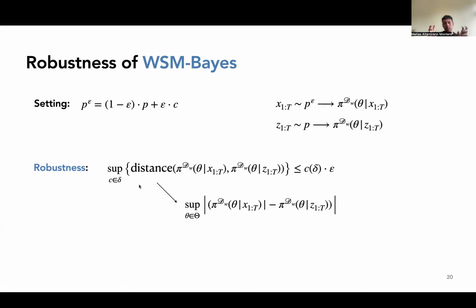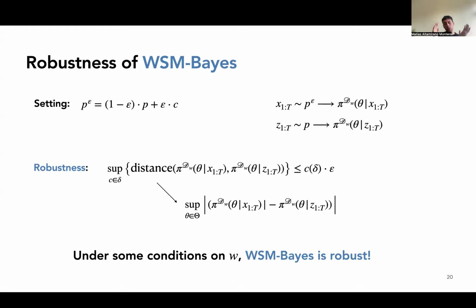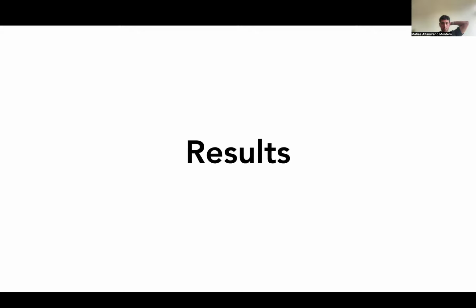The distance that usually is used is just the supremum over all the thetas. So it's a really coarse definition of robustness. But if we use this definition of robustness, you can show that under some conditions on the weighting function, these WSM-based posteriors are robust to outliers. I won't go into detail, but we can talk about this later if you're interested.